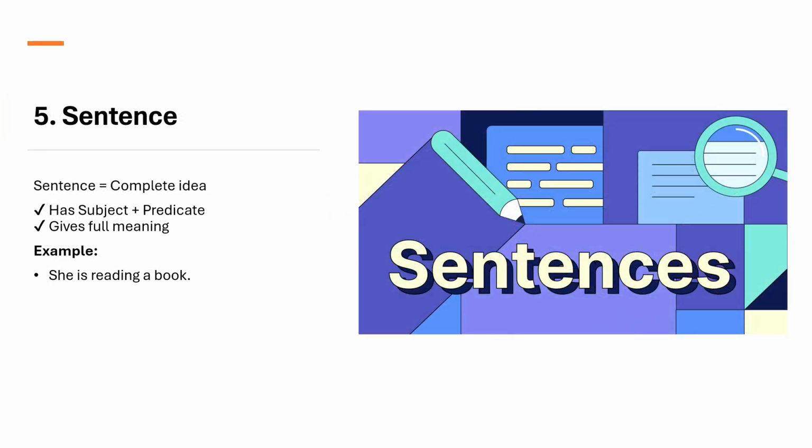Last, we have sentence. A sentence is a complete idea. It must have a subject, meaning who or what we are talking about, and a predicate, meaning what is happening. For example, she is reading a book. This gives a full meaning. Sentence is the basic unit of communication in written and spoken language. A sentence typically consists of one or more clauses, each containing a subject and a predicate.